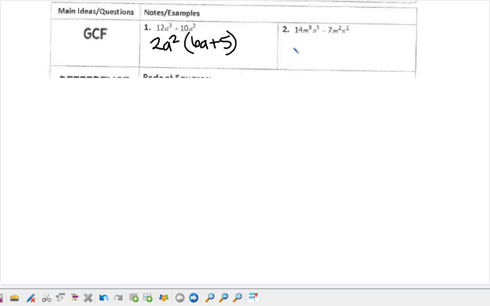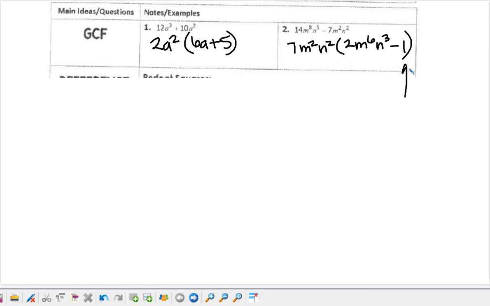So same thing. We start with the coefficient. So the GCF is 7. I can take out a maximum of 2 m's because this one only has 2. And then a maximum of 2 n's. So 14 divided by 7 is 2. M to the 8th divided by m squared is m to the 6th. N to the 5th divided by n squared is n to the 3rd. Negative 7 divided by 7 is negative 1. M squared divided by m squared is 1. N squared divided by n squared is 1.